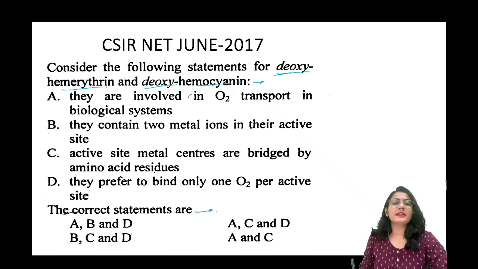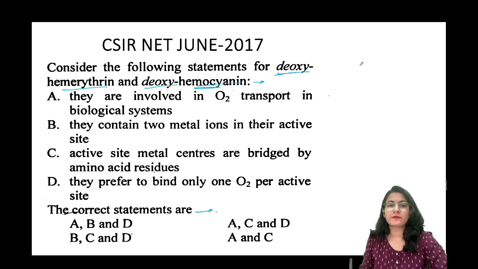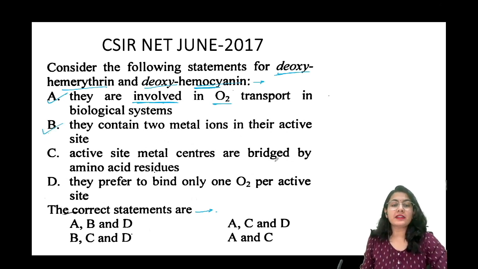Now, what is the correct sentence for the deoxyhemerythrin and deoxyhemocyanin? Both of these are asked in the deoxy form. They are involved in the oxygen transport in biological systems. That is correct. They contain 2 metal ions in their active site. That is also correct. Active site metal centers are bridged by amino acid residues.